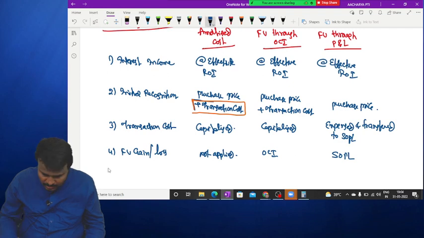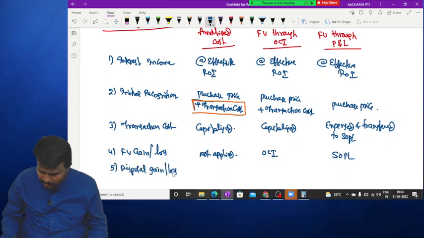Next, disposal gain or loss. Disposal gain or loss is always transferred to which account? Statement of profit and loss. Means if the investment is sold during the period, at the time of sale any profit or loss that arises is transferred to which account? Statement of profit and loss.